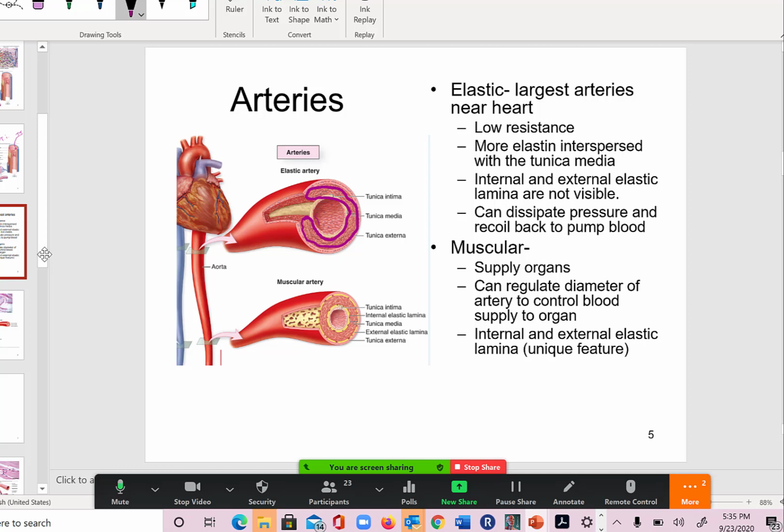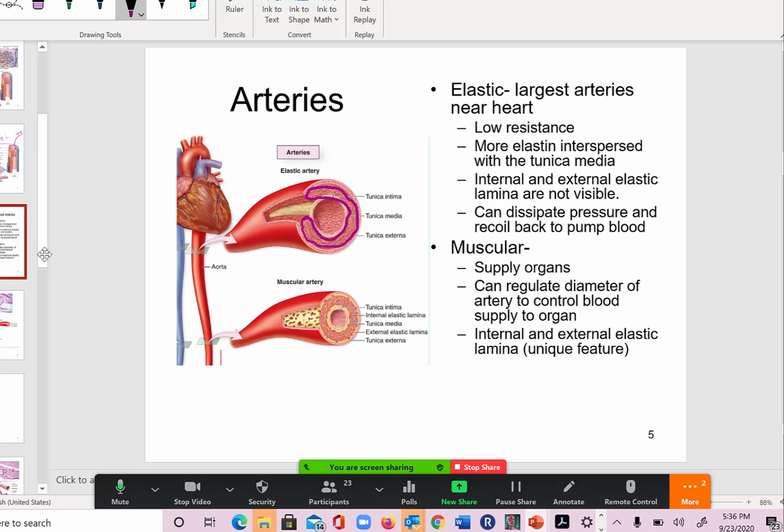Now, elastic arteries are important for their elastic properties. That's why they're named that. A lot of students think that the most important part of elastin is its stretchability. That's not true. The most important property of elastic tissue is the recoil, being able to go back to a normal shape.